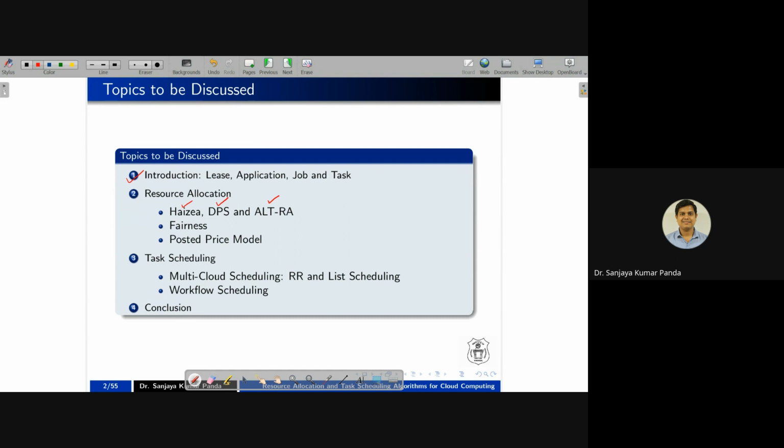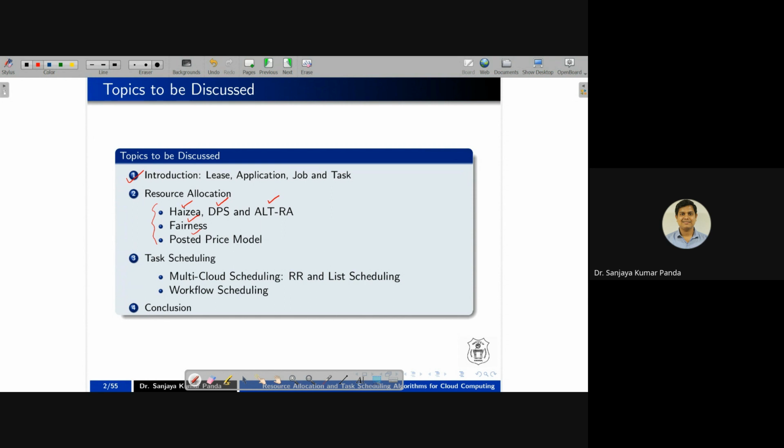Apart from that, we will see a fairness based resource allocation algorithm. Then we'll discuss the posted price model, which maps a set of tasks with a set of machines. The posted price model is based upon a very popular algorithm of mathematics called the Hungarian algorithm. So based on the logic of the Hungarian algorithm, people have implemented the posted price model. So these are the algorithms that we are going to discuss under resource allocation.